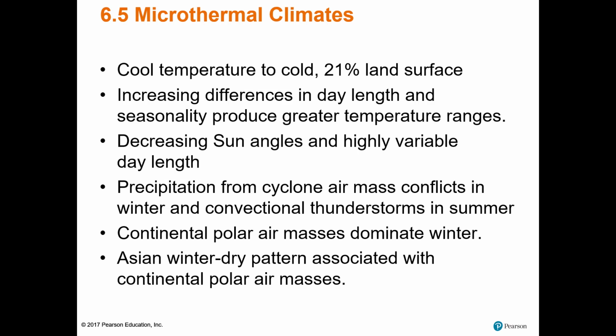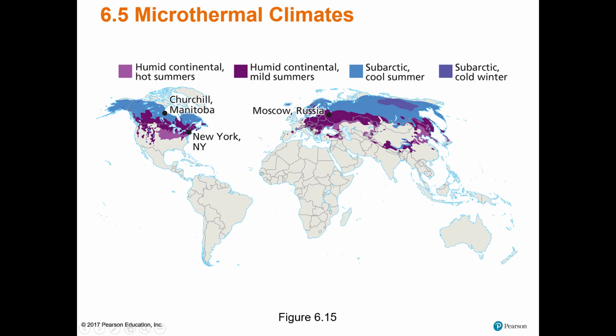We also get precipitation from cyclone air mass conflicts in the winter, and there are convectional thunderstorms in the summer. The continental polar air masses dominate winter, and they are very, very cold, coming directly down from the poles. And there's an Asian winter dry pattern associated with continental polar air masses. Here are the areas of the globe that have microthermal climates. So you can see that they're in relatively high latitudes if we think of our reference point as being the equator.